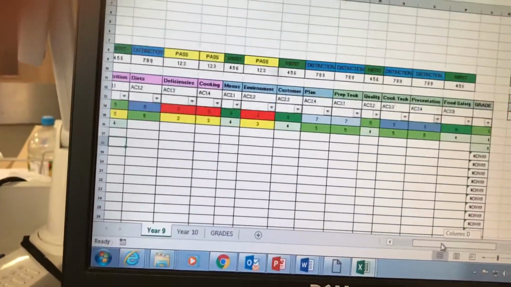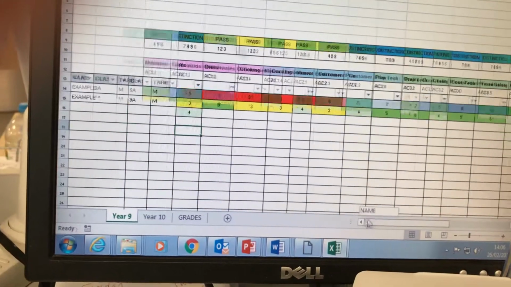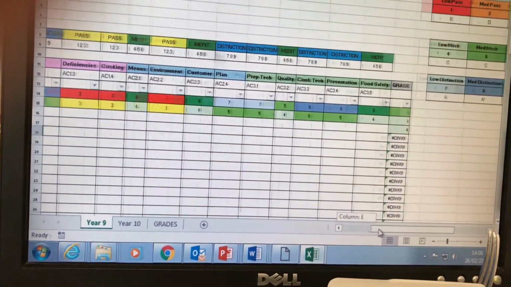So it's a great way to motivate your kids. Because what is a pass? What does a good pass look like? What does a bad pass look like?